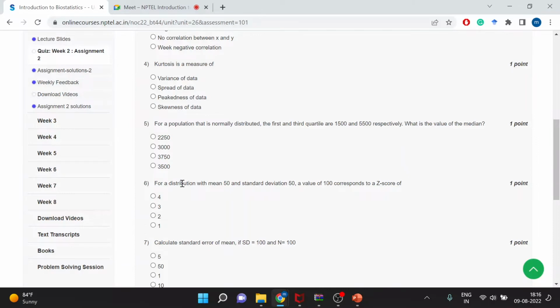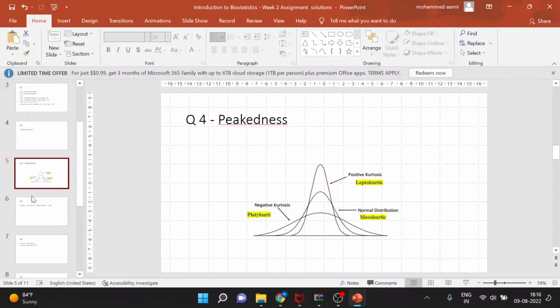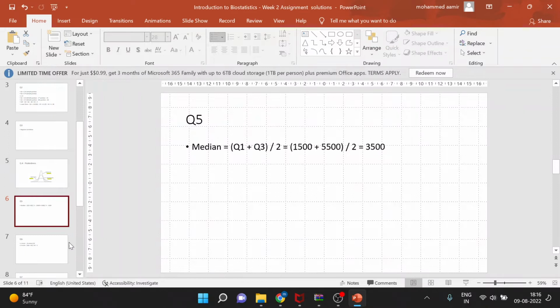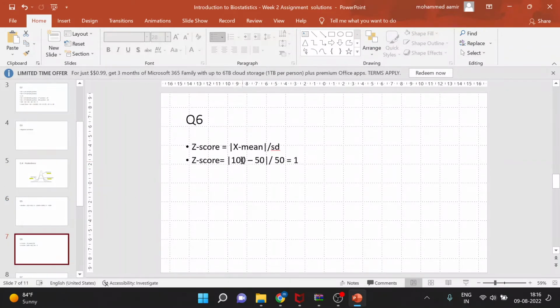Then the next question is again a z-score. You need to do simple calculations for a distribution with mean 50 and standard deviation 50 and a value of x equals 100. Calculate the z-score value. So what is the answer for this? 1, sir. Yes, it's 1. How did you get that? X minus mu by sigma. So x is 100 minus the mean divided by the standard deviation, both are 50. So 100 minus 50 by 50, which is equal to 1 standard deviation. Yes, great.